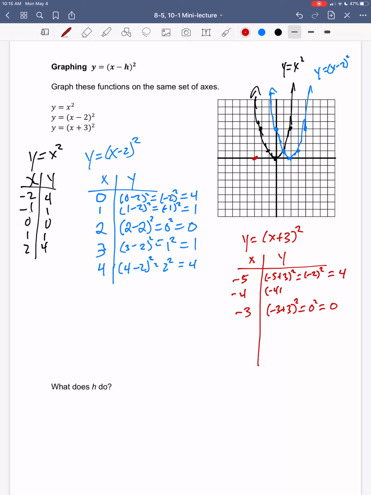When I plug in negative 4, I get negative 1 squared. Negative 1 times negative 1 is 1. So that's this negative 5, 4, negative 4, 1. I'm going to go the other way then from negative 3. I'm going to put in negative 2 and negative 1. So negative 2 plus 3 squared, that's going to be 1 squared. And negative 1 plus 3 squared is going to be 2 squared. So I get that same pattern. So negative 2, 1, and negative 1, 4.